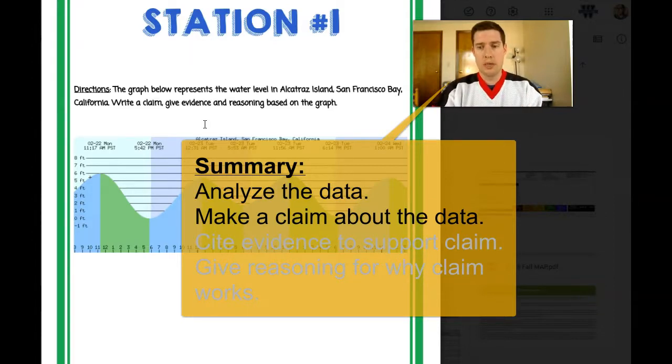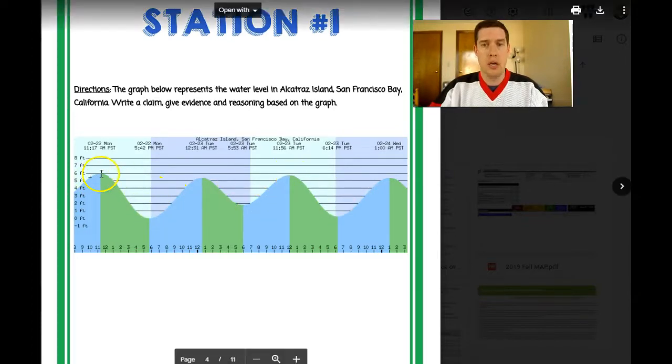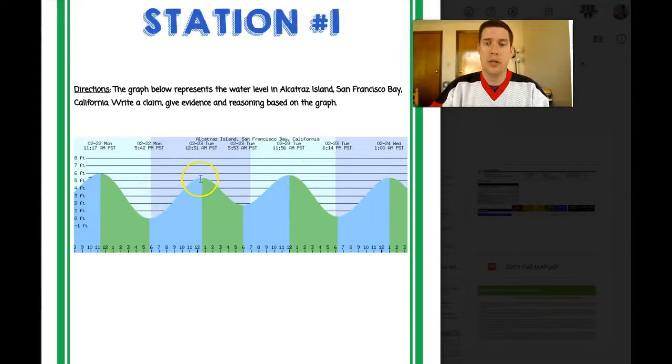Once I've looked at the graph and I've figured out what it's trying to tell me, I can make a claim about any information on this graph. To me, the most obvious claim is that if I follow the line on the chart, it has a repeating pattern every 6 hours. A crest, then a trough. A crest, then a trough.